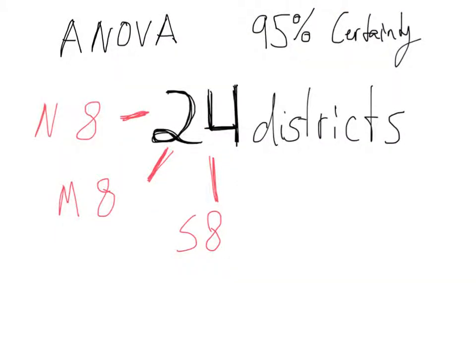Now, to do this statistical test, we will be performing an ANOVA test with a 95% certainty, consisting of 24 districts, and as I stated earlier, Northern, Middle England, and Southern England, so that will be 8 districts for each one of them.